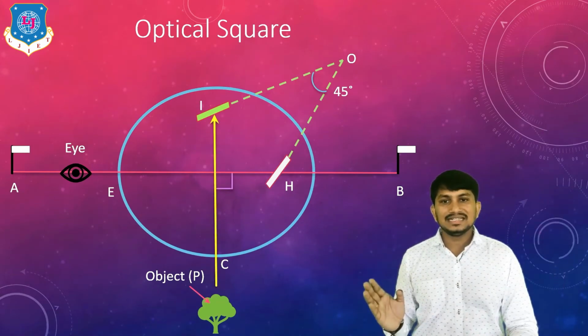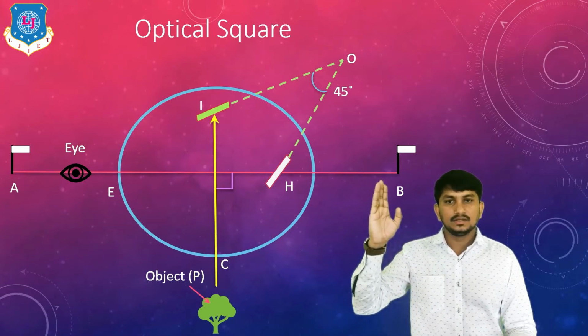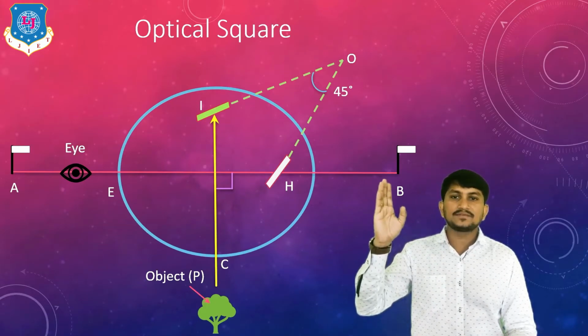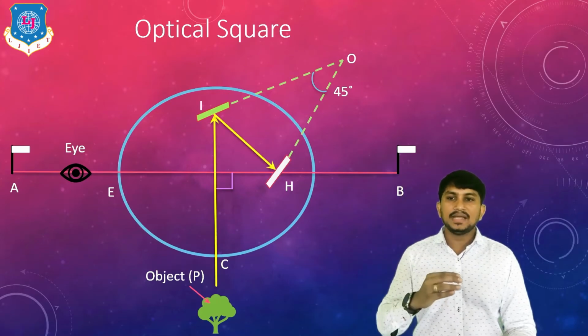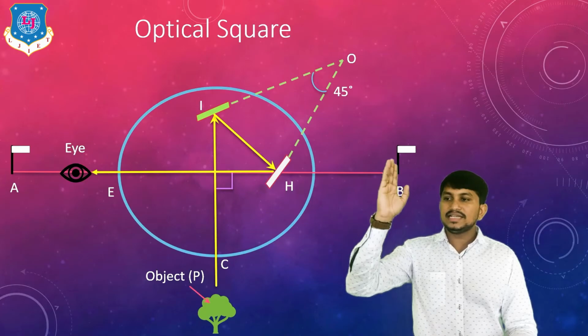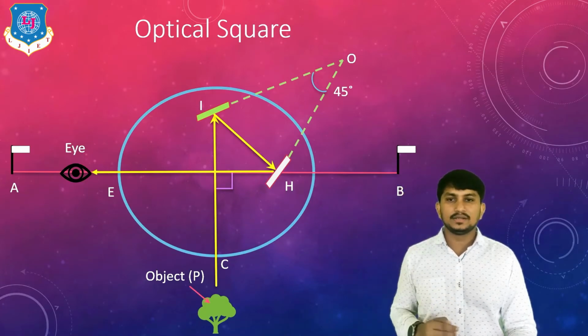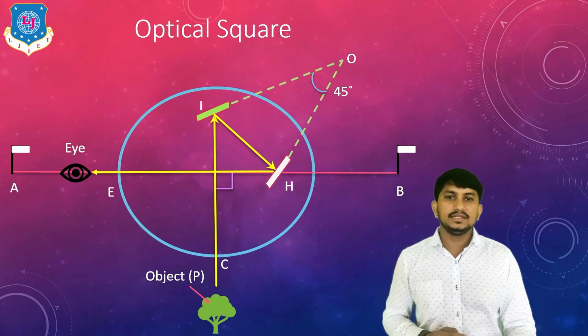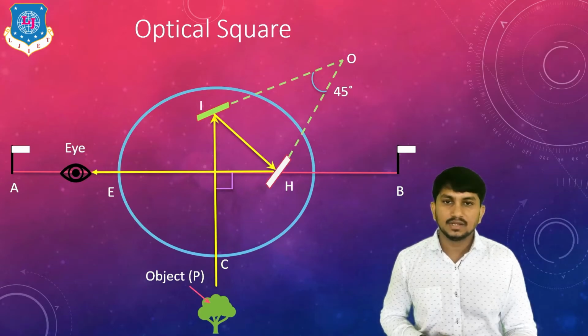This is called the incident ray. This incident ray is reflected from I to H and H to our eye. C to I is called the incident ray and H to E is called the reflected ray.